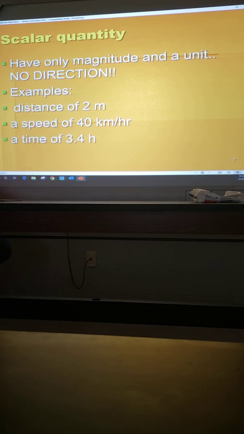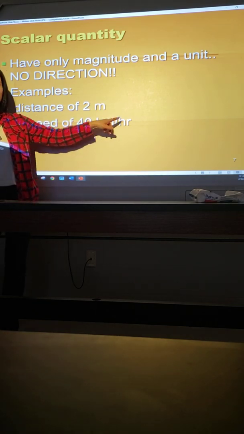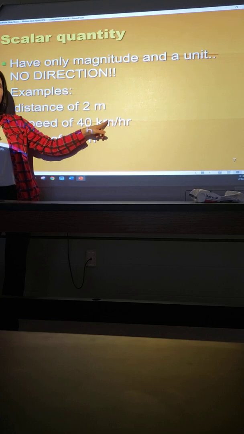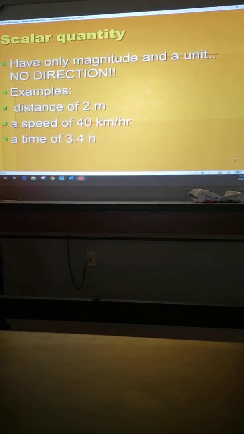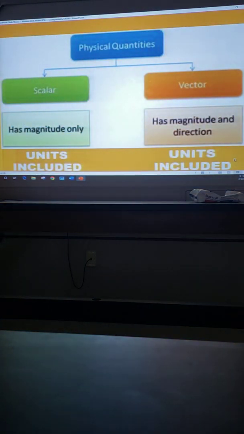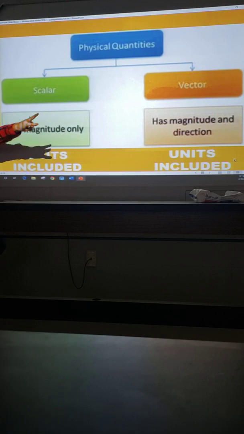Making time always scalar. Now, if you have a kilometer per hour, you have the hour included, but you're going for how many hours that set amount of kilometers. So that goes together, but just hours or time alone, we don't need to worry about it. So this is just a little flow chart. We have different types of physical quantities. Scalar ones are magnitude in units. Vector ones have magnitude, direction, and units.